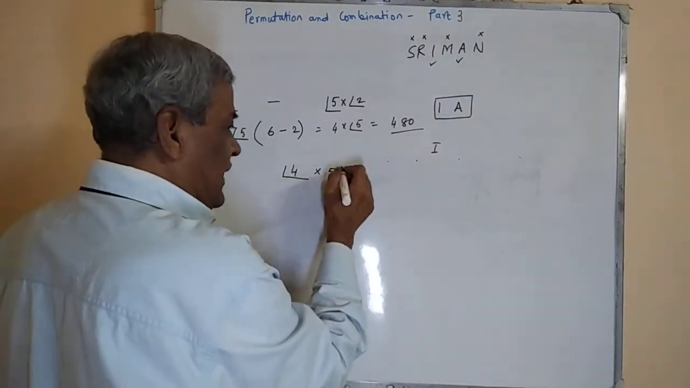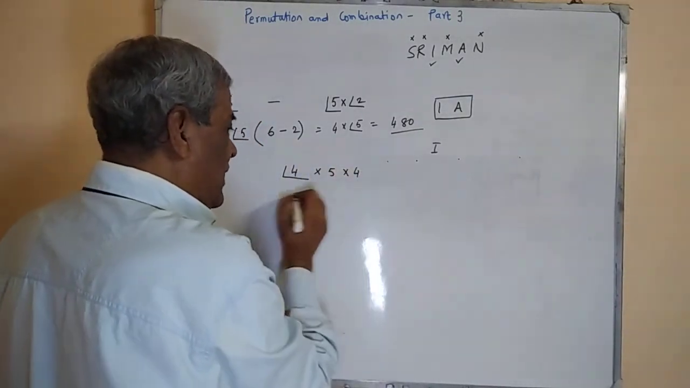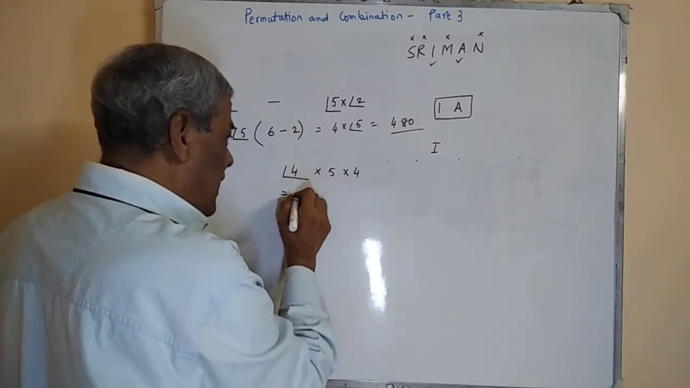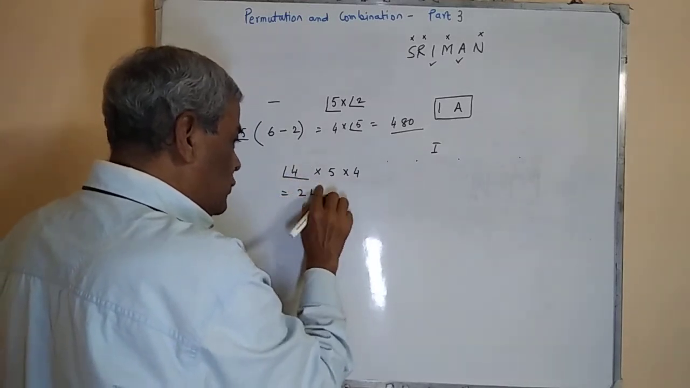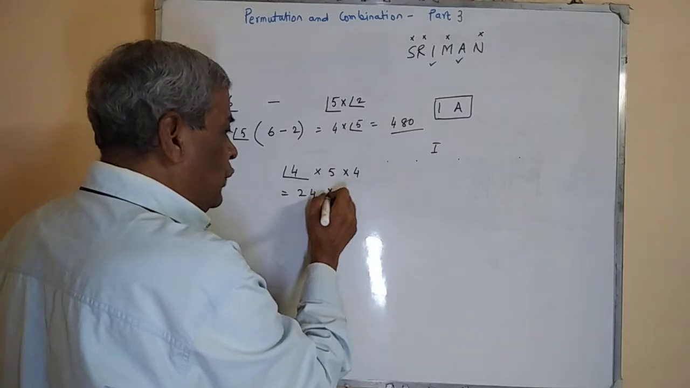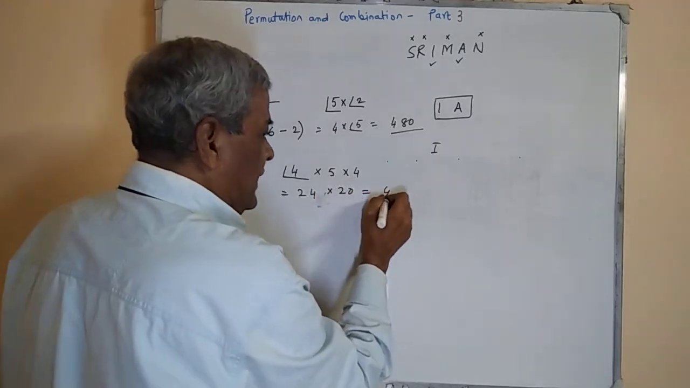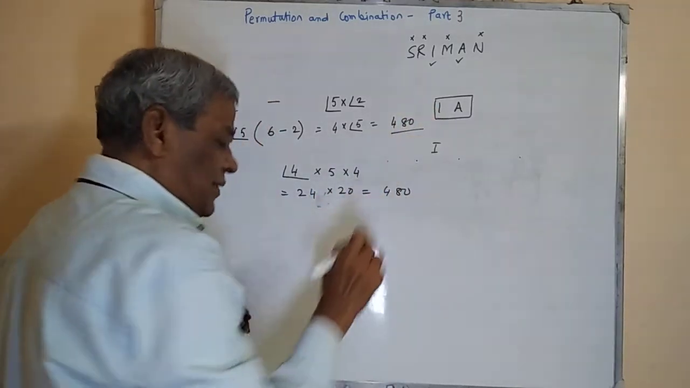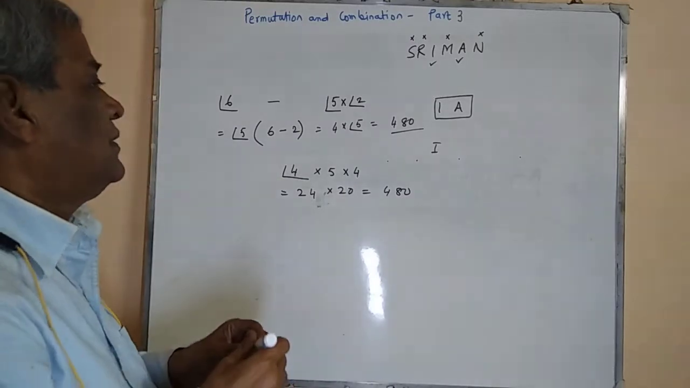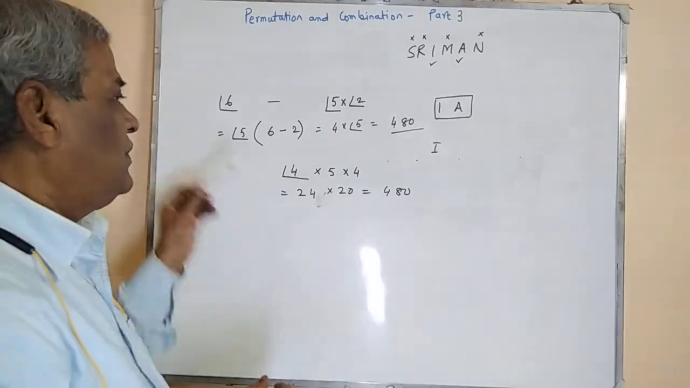So for each set, this is equal to 24 into 20. So 480 is the answer. This or that, any method you can use. This will be shorter.